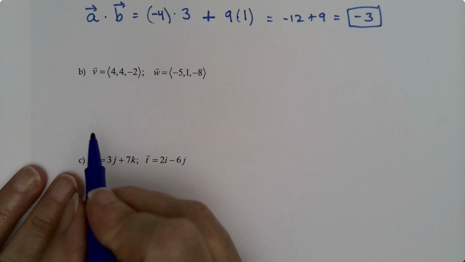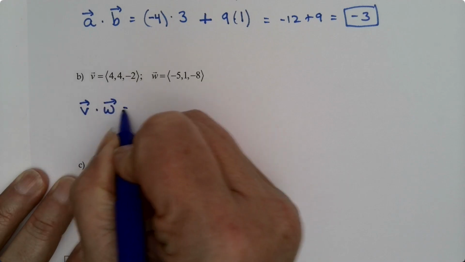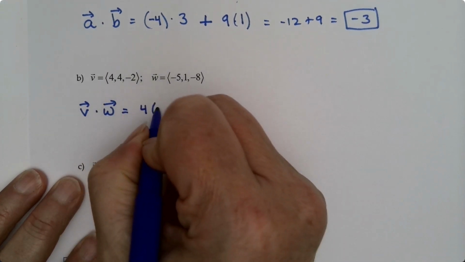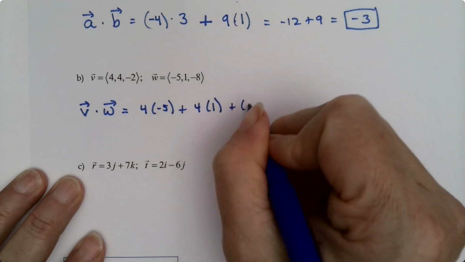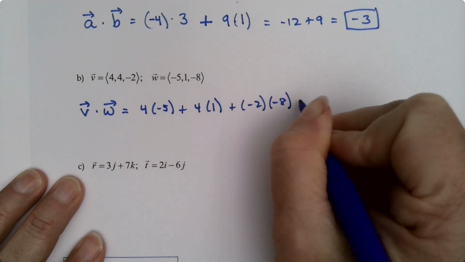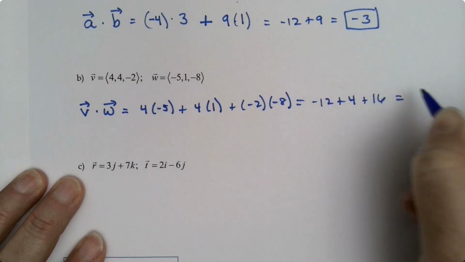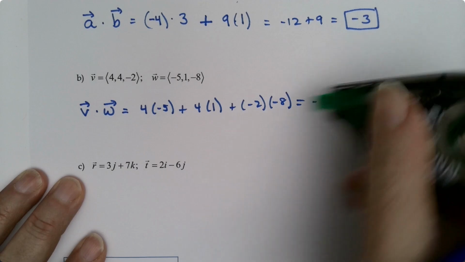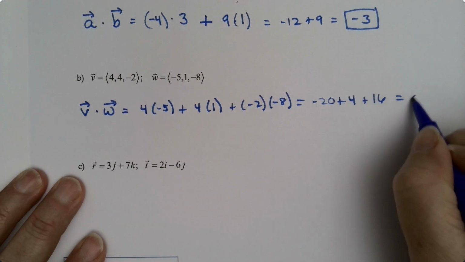All right, let's practice it with 3 dimensions. The v dot product with the w. And by the way, this is commutative. It doesn't really matter what order I go in. So that's 4 times negative 5 plus 4 times 1 plus negative 2 times negative 8, which is negative 12 plus 4 plus 16. Oh, sorry, negative 20. Good grief. I didn't read my own handwriting. That's a 5, not a 3. So negative 20 plus 4 plus 16. There we go, which is 0.